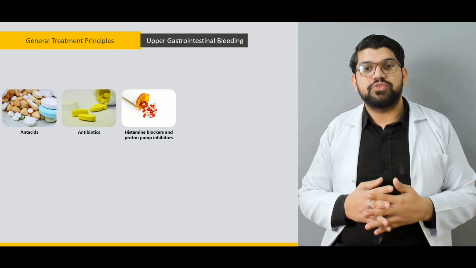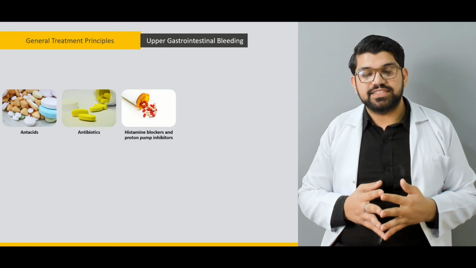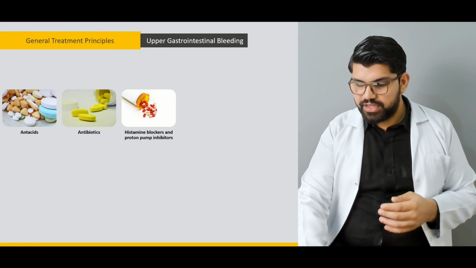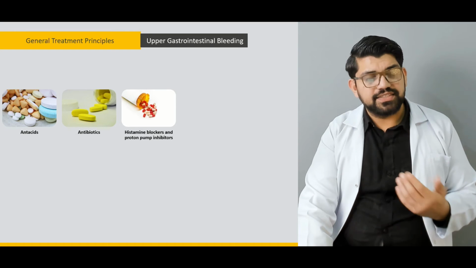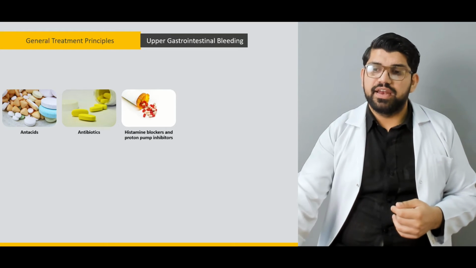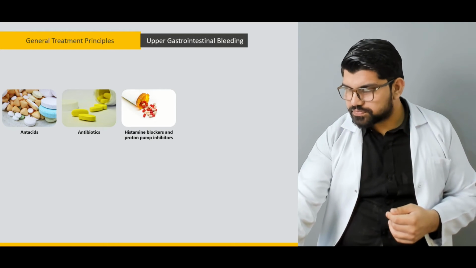It is said in some literature that 80 milligrams of omeprazole, a proton pump inhibitor, is given IV stat in patients with upper GI bleed. And at times, it could be given as an IV infusion.